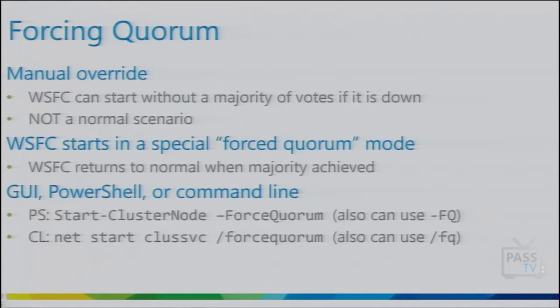Now, you'll see depending on how you have things set up, you can do it through a GUI, you can do it through PowerShell, you can do it through a normal DOS prompt with the net start clussvc with the option FQ, or you could type it out and say force quorum, one of the two. Doesn't really matter. But your cluster is going to be in a special state, and at that point, if you really screw things up, you could lose everything in your cluster.